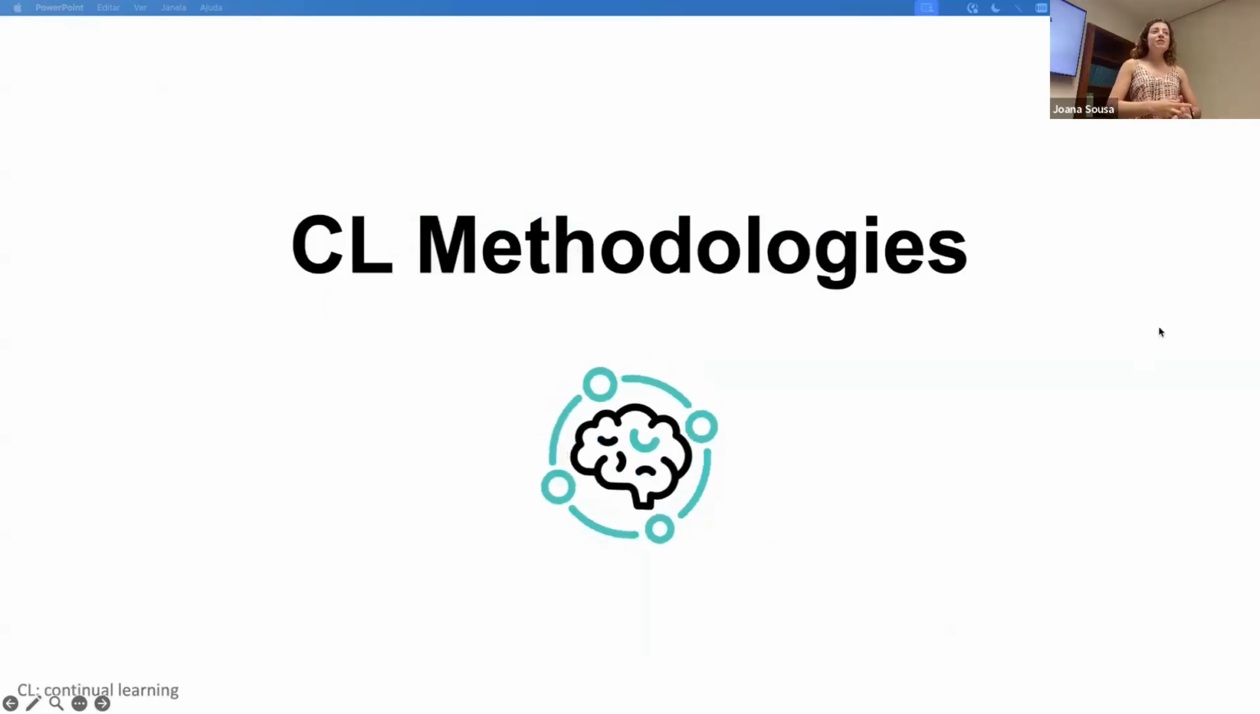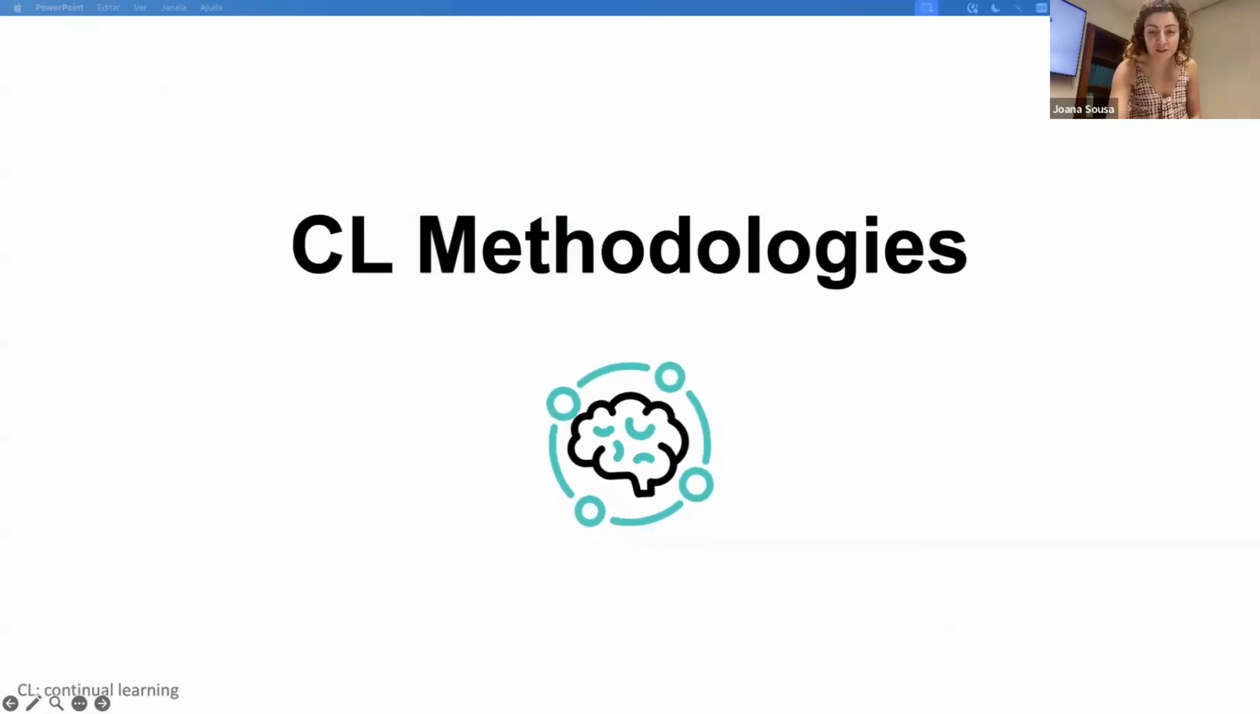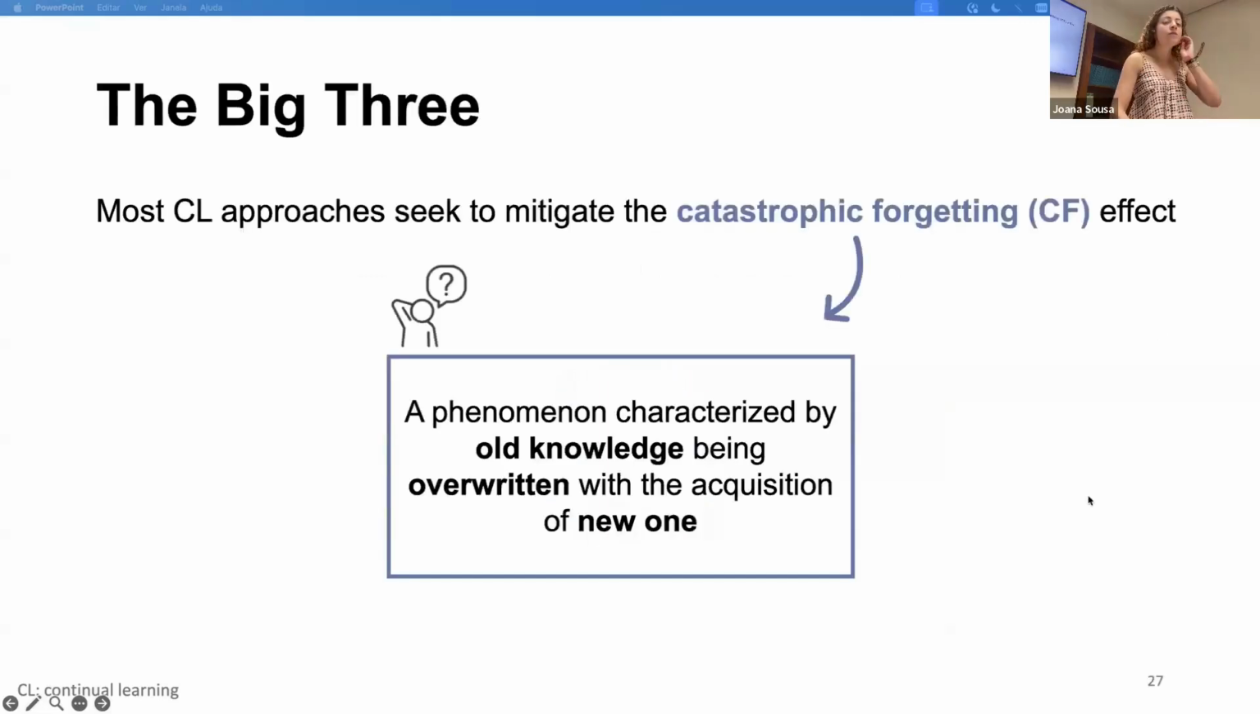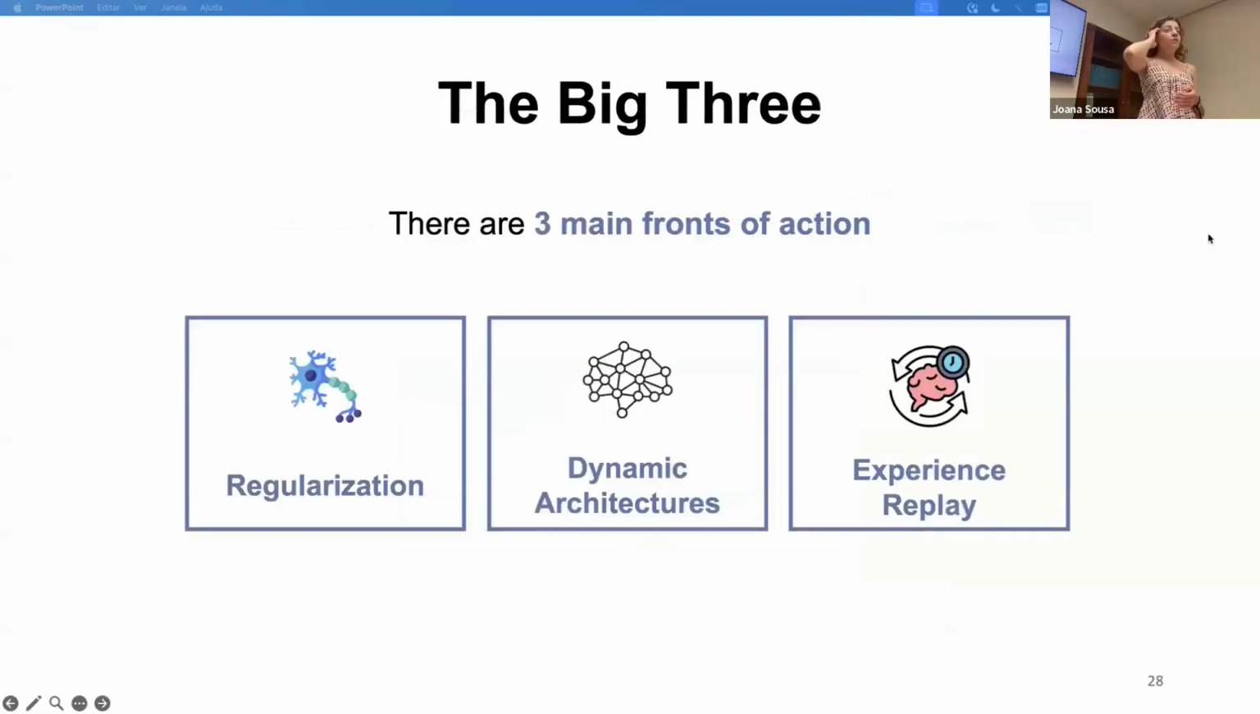Now, finally, moving to the continual learning methodologies. Most continual learning approaches seek to mitigate the catastrophic forgetting effect, a phenomenon characterized by old knowledge being overwritten with the acquisition of new knowledge. We basically have three main fronts of action: regularization, dynamic architectures, and experience replay.